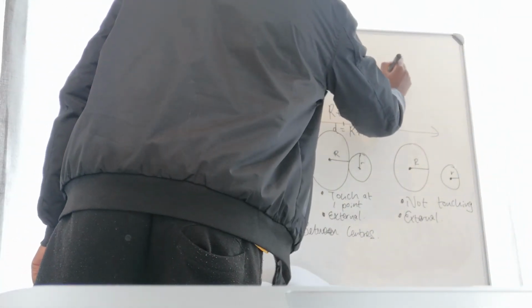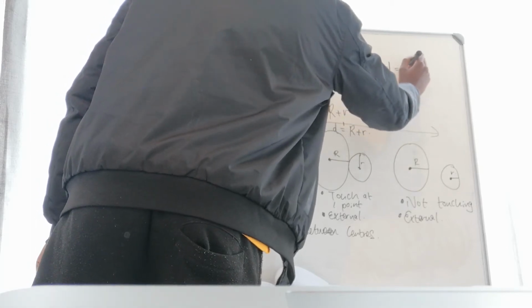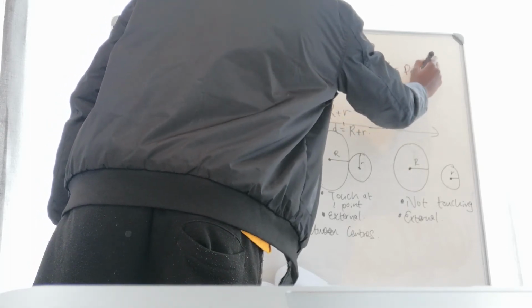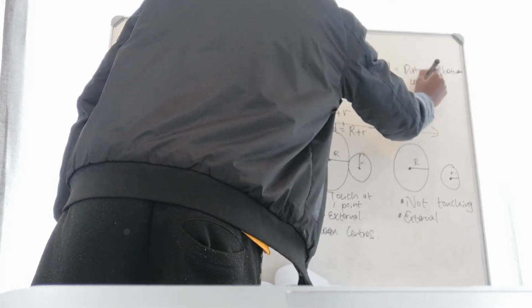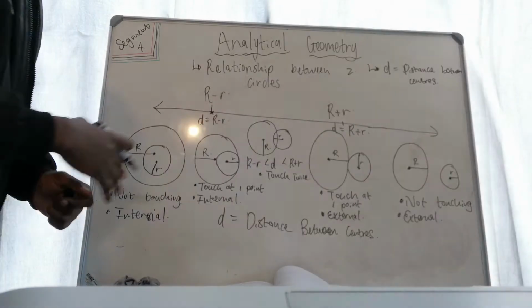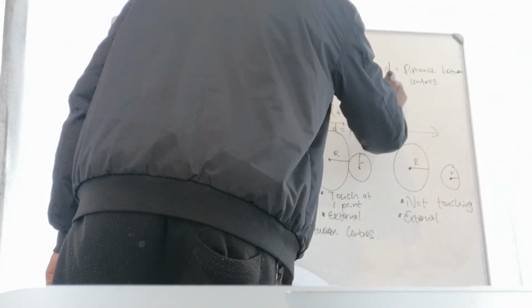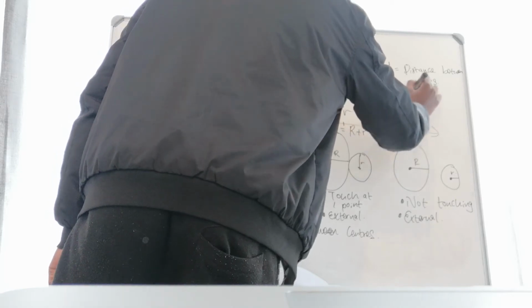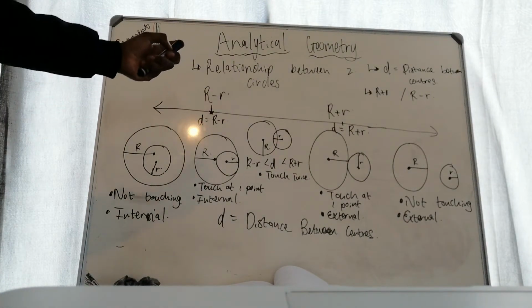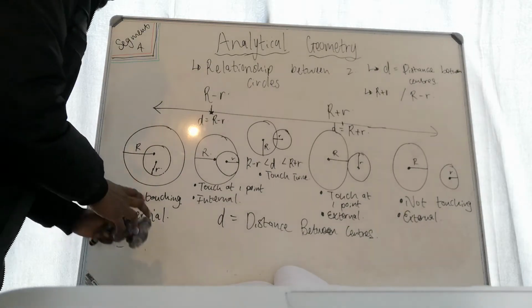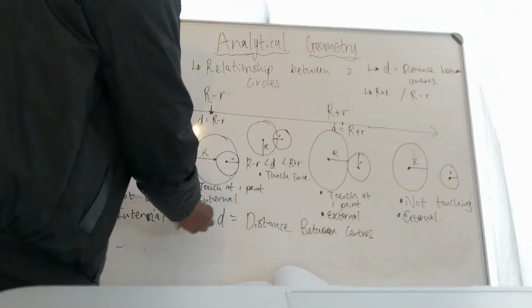We're always going to be finding the D value, and the D is the distance between centers. So we're always going to be finding that value of D, and what else are we finding? We're always going to be finding what R plus r is, and also what R minus r is. And then we're going to be comparing those values. We're going to draw a number line, and we're going to determine where exactly is the value that we just calculated, the D value, right?